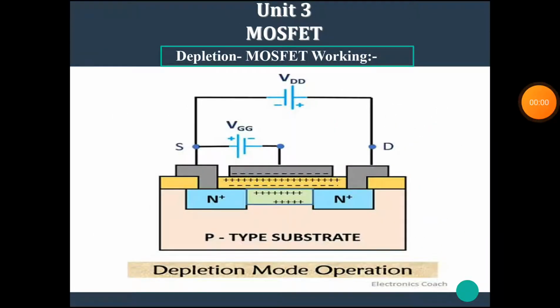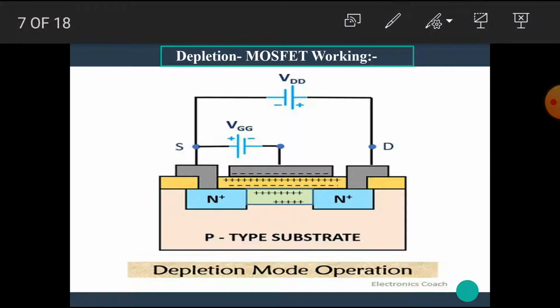In the previous video, we have also seen the working of the N type depletion mode MOSFET. In that video we have seen that for the working of the N-type D MOSFET, the gate terminal should be at a negative potential, whereas the drain terminal is at a positive potential.